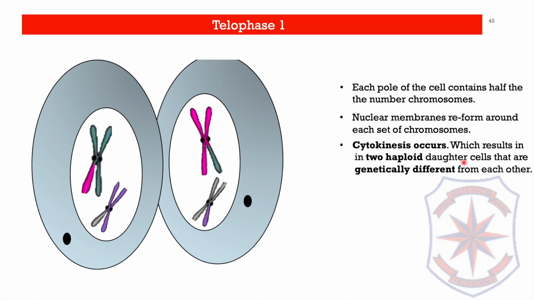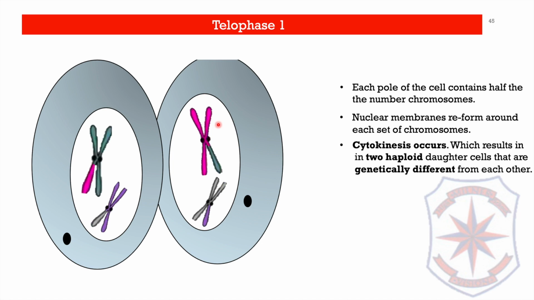Okay? And then, what more do we need to say about these two daughter cells? Two daughter cells that are genetically different from each other. When you look at the chromosomes, each chromosome has a different combination of colors. Each color represents a combination of genes. So these daughter cells are different from each other. Okay? And they are also haploid.